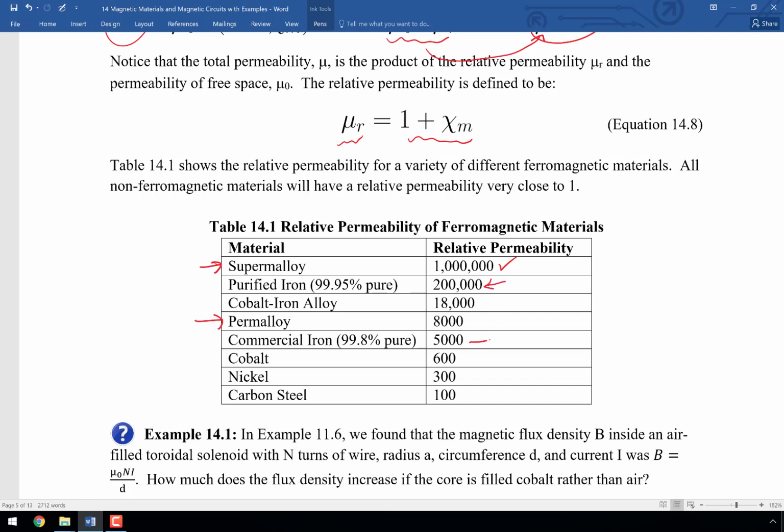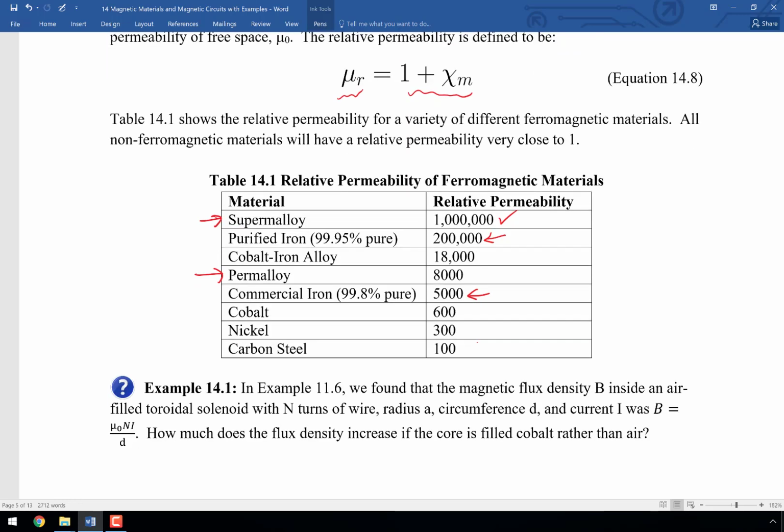There is relatively pure iron, which is commercially available, and then if you want purified iron, that has to be done in a special environment, and this is really more for laboratory work. If you want to go to the store, go to the iron mill and buy some iron, you're going to get commercial iron, which is going to have a relative permeability of about 5,000, which is still quite good.